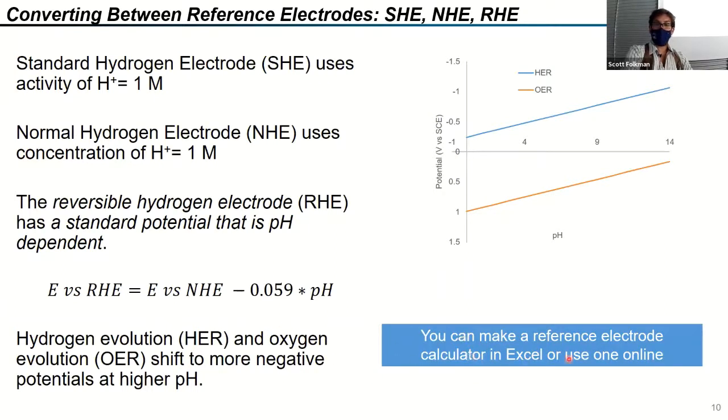And I have a reference electrode calculator that I've made in Excel. You can also find other ones online. I would always double check if you make one yourself in an Excel spreadsheet or you're trying one online, double check them, because there can be little mistakes that can really mess you up in those calculations.